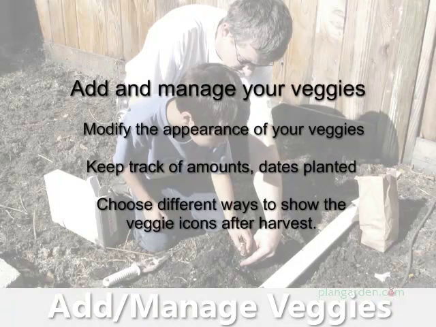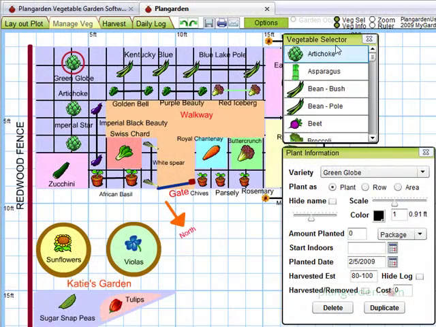The Manage Vegetables tab is where you'll be adding and managing your veggies. You can modify the appearance of your veggies, keep track of the amounts and dates planted, and choose different ways to show the veggie icons after harvest. Let's look at an existing garden.